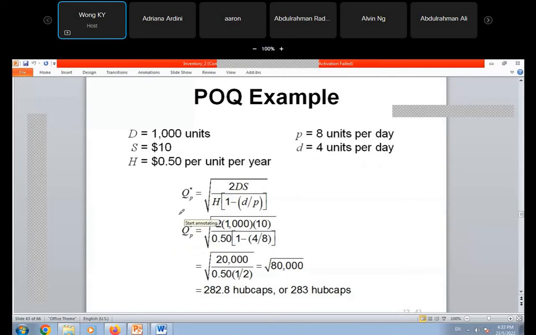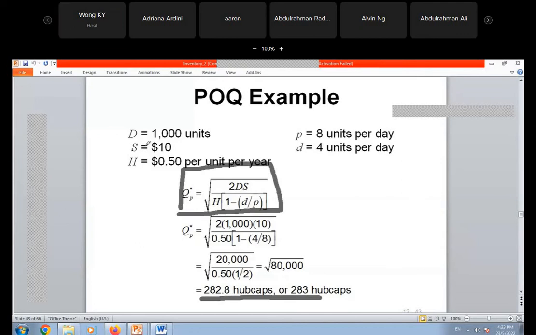So with all this information, we can easily calculate the POQ value using this formula. So square root of 2 times D, D is 1000, S is 10, H is 0.5, and then 1 minus D per P, where D is 4 and P is 8. If you calculate, you get this. It looks simple, right? Actually, it's very simple if you understand all the symbols and what I explained just now.